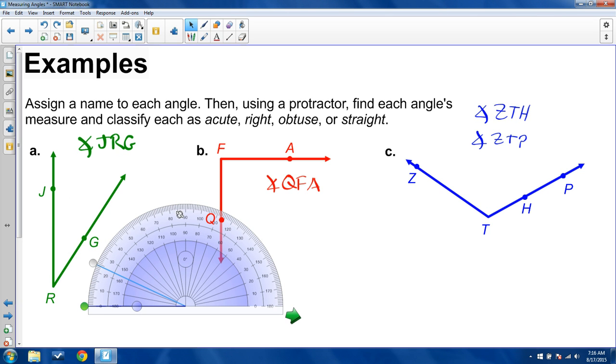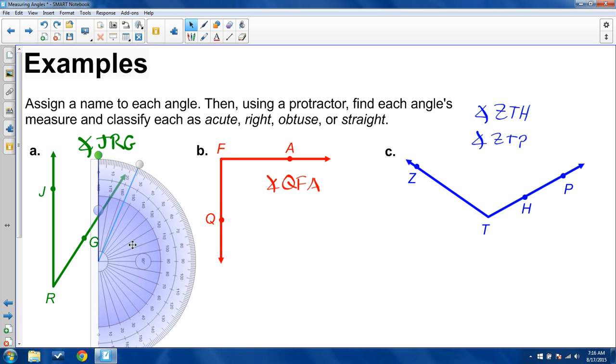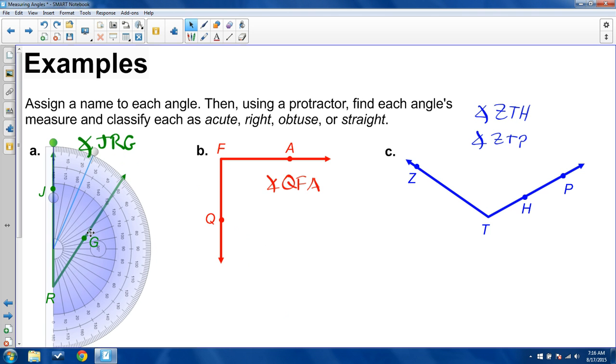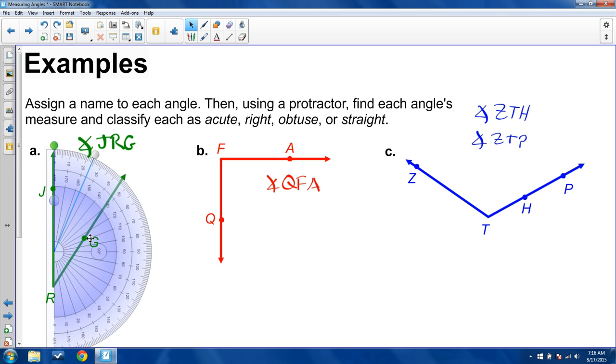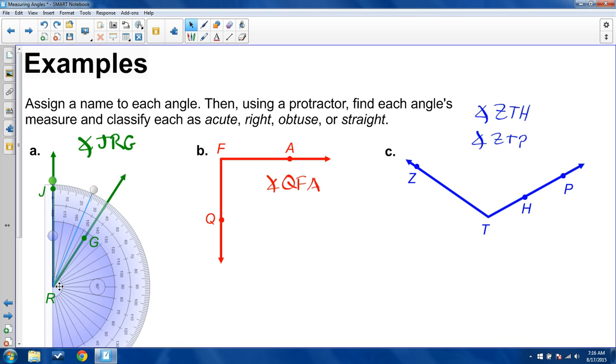Well, I want to probably try my best to line this up alongside one of my sides right here. And as I do, I want to line up the middle portion right here with my vertex R. So as that's lined up, at least as best as I can, you now look at where this one is shooting out to right here. So as you look at that, you'd say, oh, it's really close to 35 degrees, maybe 34.